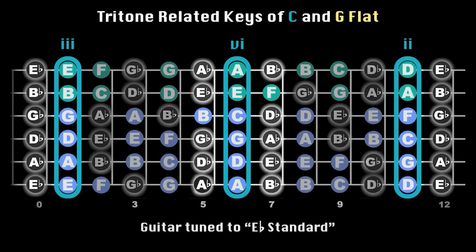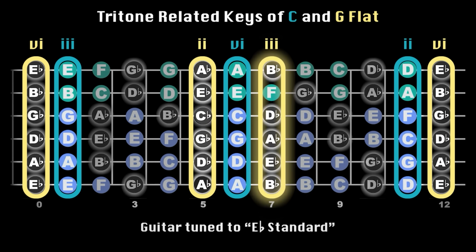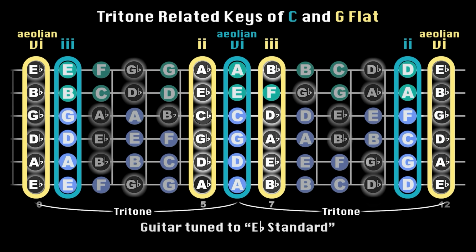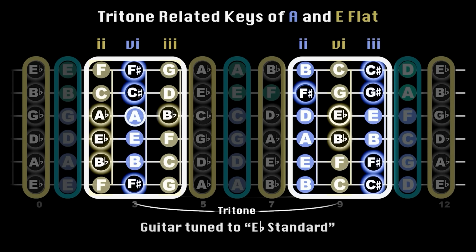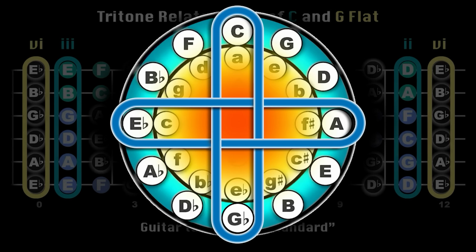The axes for the key of G-flat are found on the open strings, the 5th and 7th frets, and the 12th fret. The equivalent degrees of both keys will always be a tritone apart, and so their equivalent axes are a tritone apart. In the fret spaces not occupied by the axes of C and G-flat, we find the axes of the keys of A and E-flat. This juxtaposition of these 4 keys on the fretboard is precisely analogous to the positions of the same 4 keys in the circle of fourths and fifths.